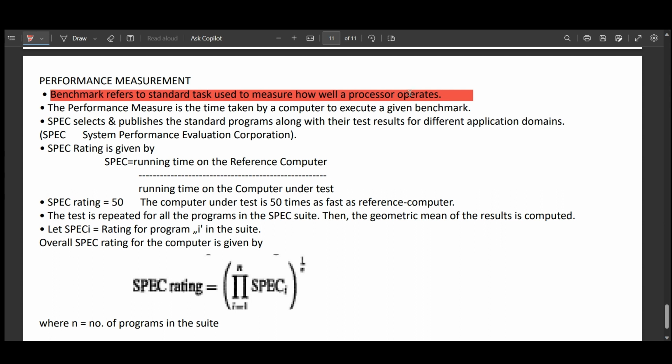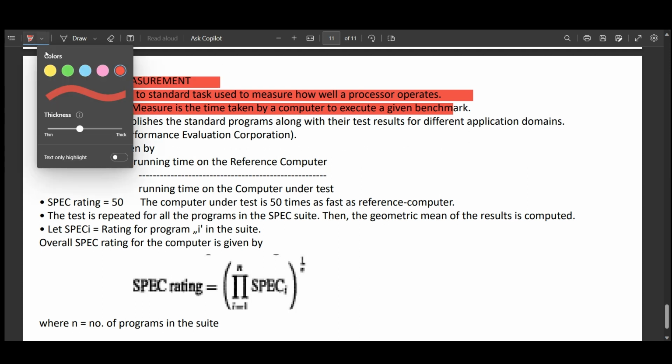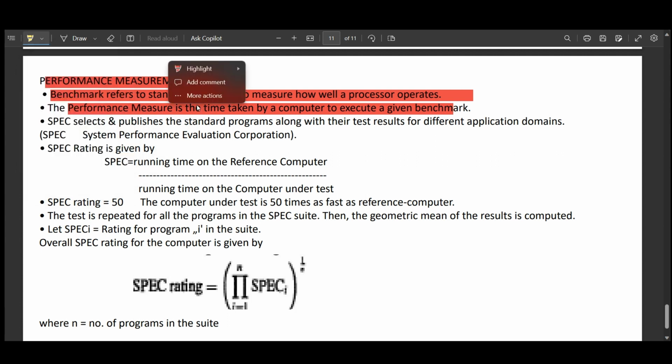To see how the processor operates, there is something called a benchmark, a standard task. Just remember, it is like an entrance exam for the computer, just as we have an entrance exam to get into any reputed college. So performance measurement is the time taken by the computer to execute a given benchmark. How well the computer performs this benchmark, the entrance exam, and in what time it does it, is the performance measurement. In simple terms, I'm explaining to you all.